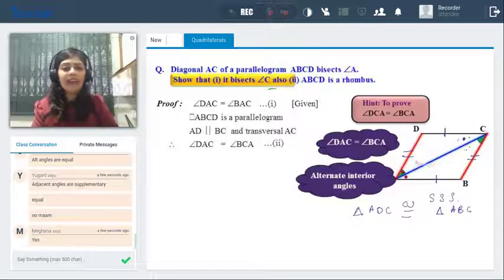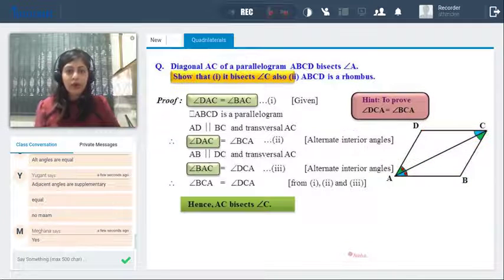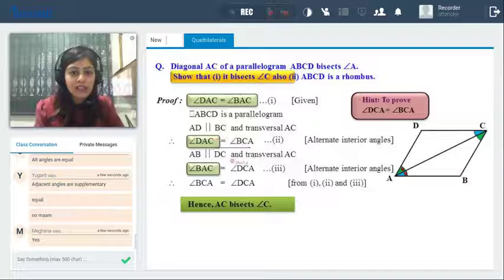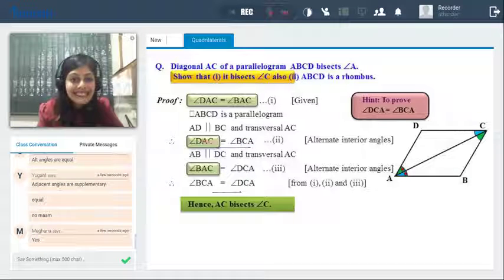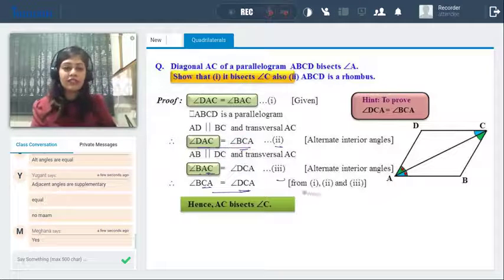But since we already have parallel lines, we have used the property of alternate angles. We have two alternate angles out here. Observe 2 and 3: since DAC is equal to DCA, I can safely say BAC and BCA are equal to each other. Hence, we got these two angles congruent.